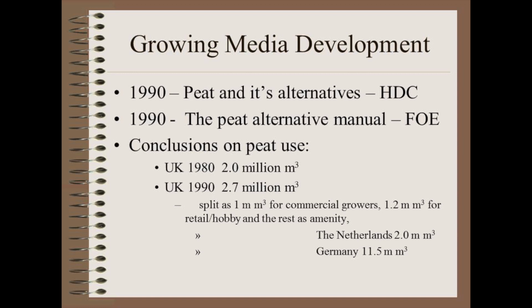As you can see from the figures there, similar levels of use in the Netherlands. But according to Neil's figures, we were dwarfed by the amount of peat being used in Germany. So you see there, compared to ours, 11.5 million cubic metres. This is in the 1990s in Germany.